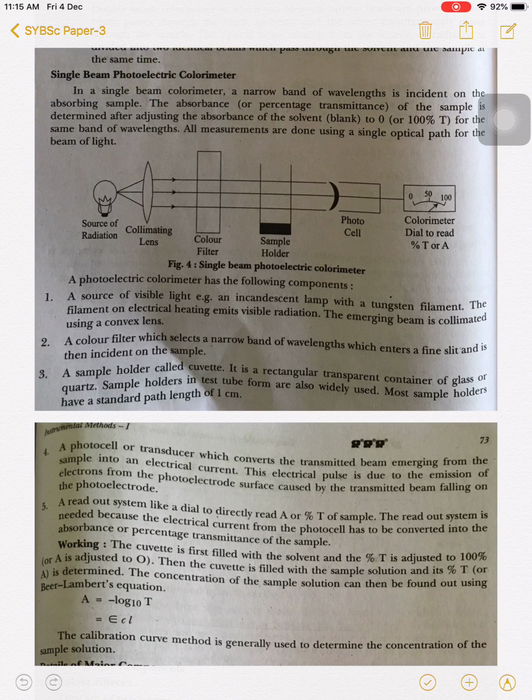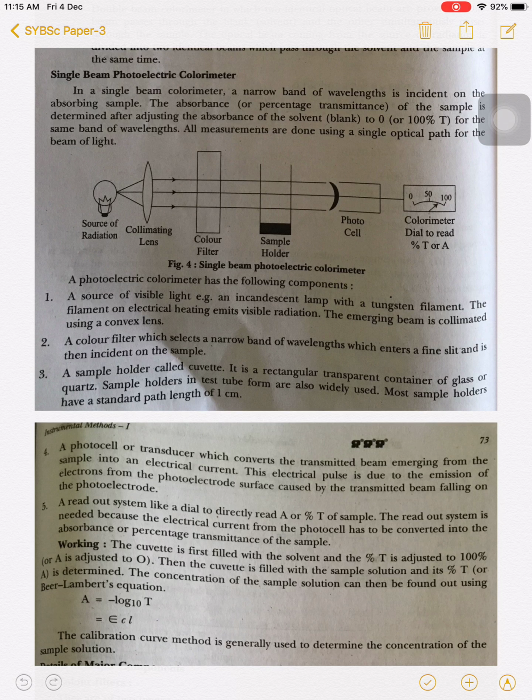The fourth component is a photocell, also known as a transducer. A photocell converts the transmitted beam emerging from the sample into an electric current. So the role of the photocell is to convert a beam into electric current, and this electric pulse is due to the emission of electrons from the photoelectrode surface caused by the transmitted beam falling on the photoelectrode.